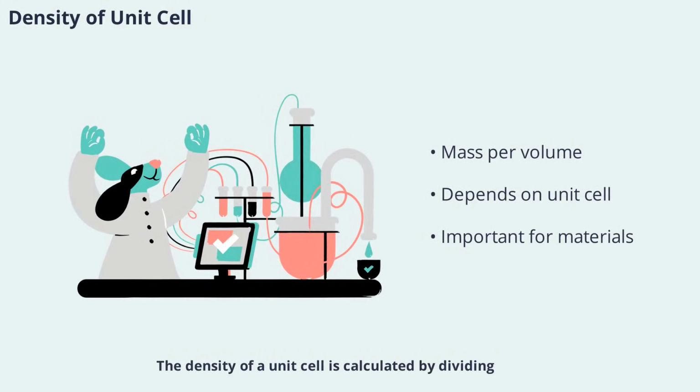Density of a unit cell is calculated by dividing the mass of particles in the unit cell by its volume. This property helps us understand how heavy or light a crystalline solid is. The density depends on the type of unit cell, the number of particles it contains, and the size of the cell. Knowing the density is essential for applications in material science, engineering, and manufacturing.